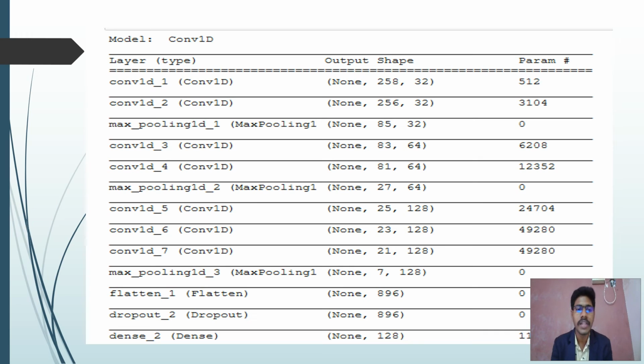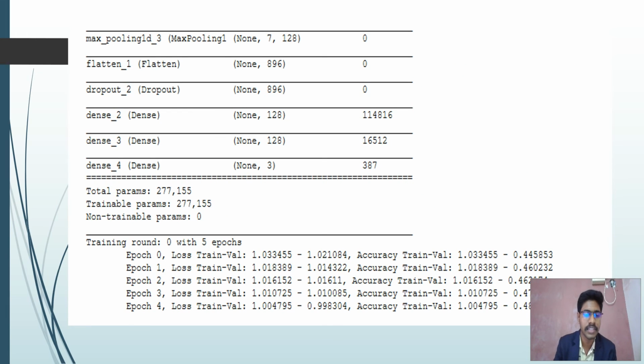Okay, this is the convolution layer, from which we get the two types of ideas, and it's a pooling technique. This uses the training set values, how the data is fed and how the data is collected. The total params you can see is 277,155, a table value, and we get the params value. So we want to train the data over the training rounds. We use five epochs here.